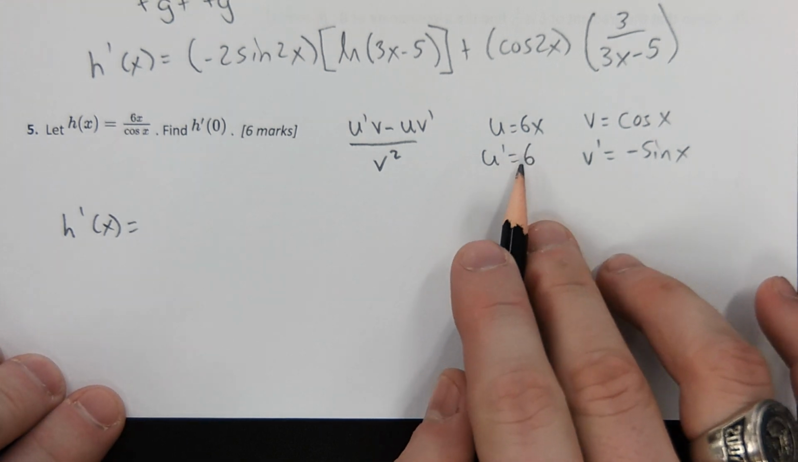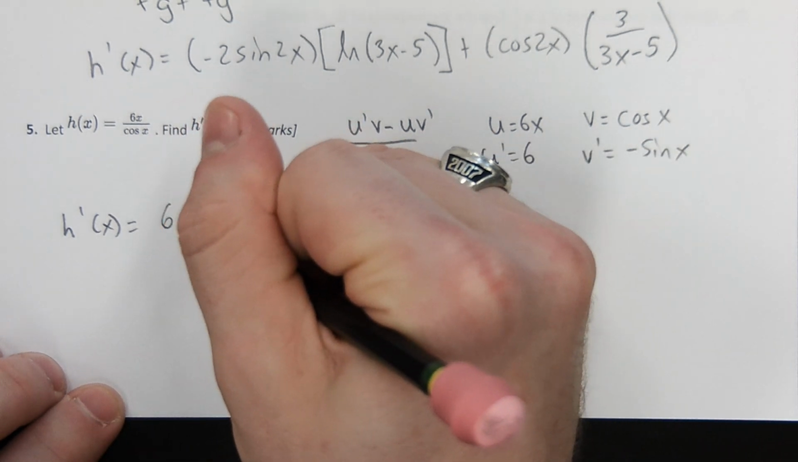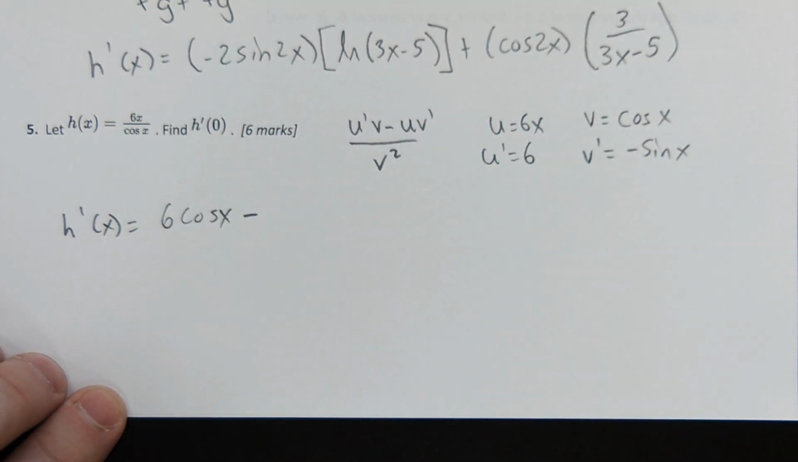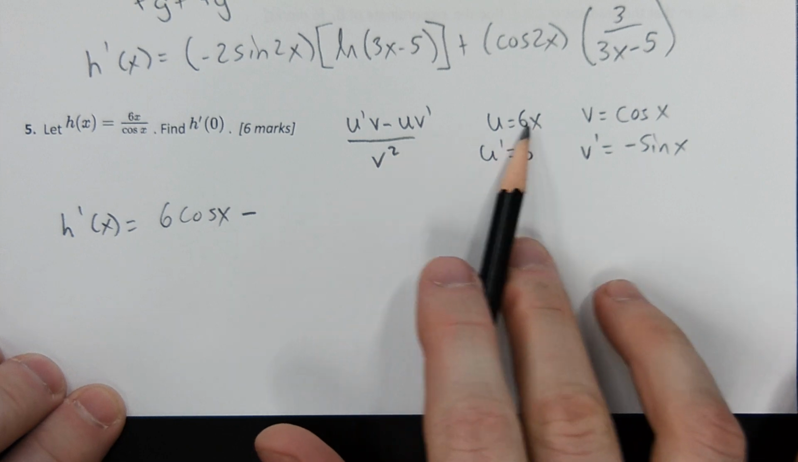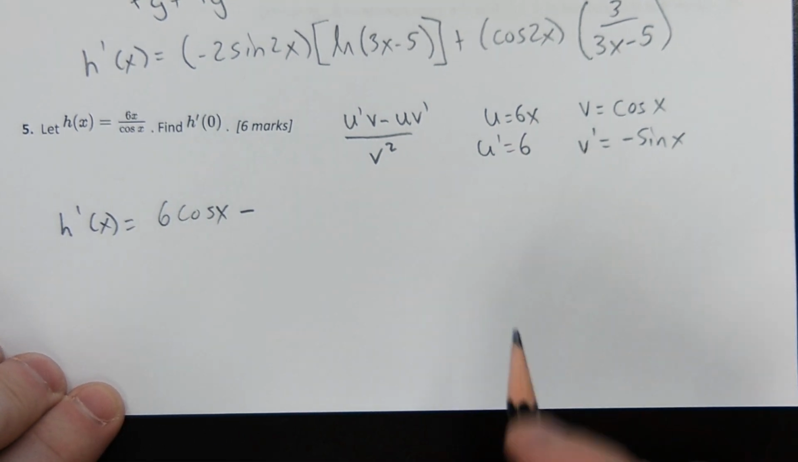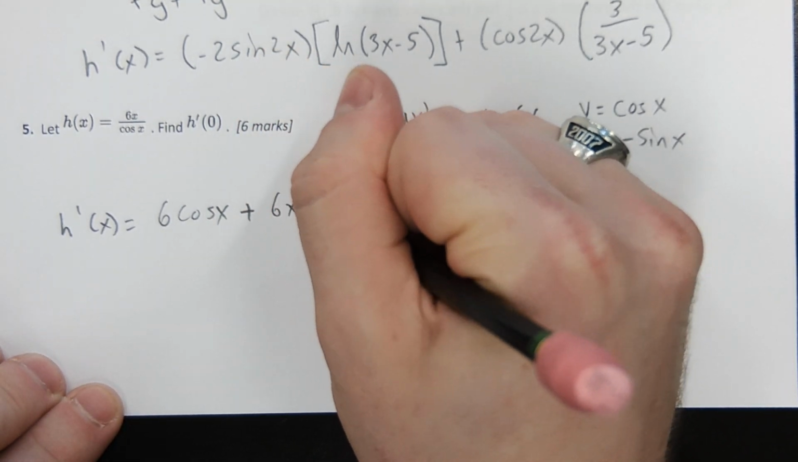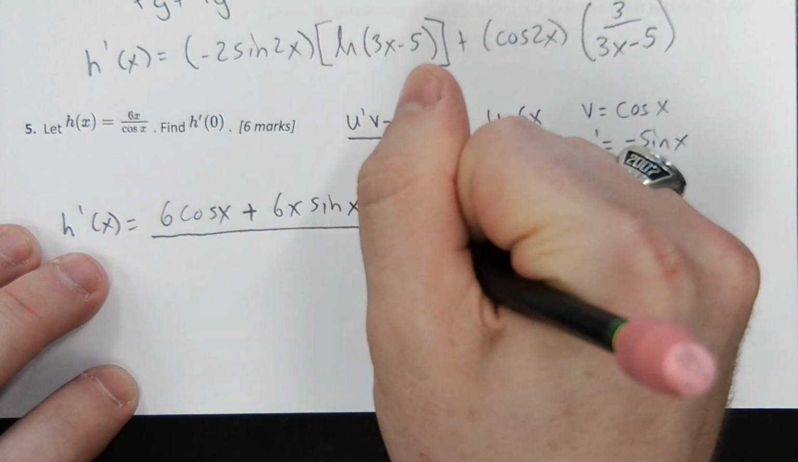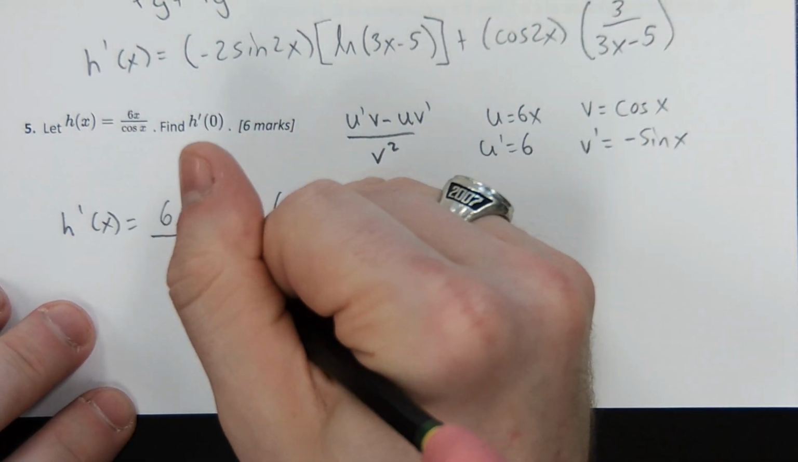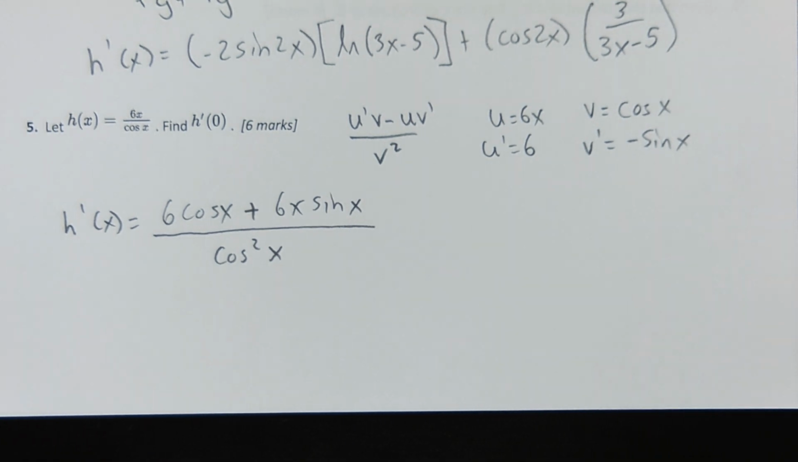U prime v is 6 cos x minus, because there's a minus there, u v prime. V prime is negative. So minus this negative product, plus 6x sine x over v squared, cosine squared x. Great. There is your derivative.